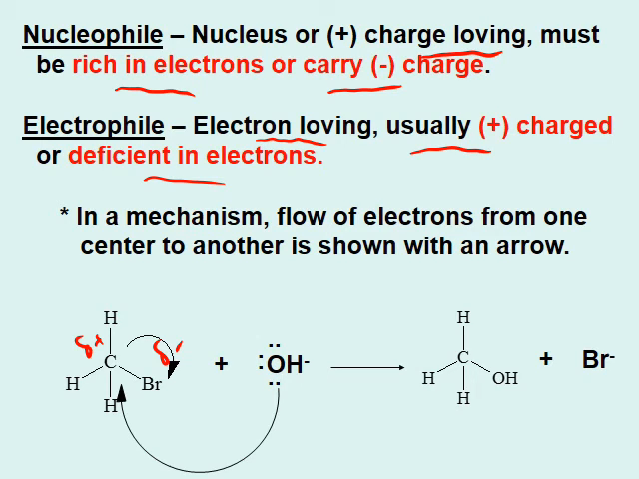Electron pair from OH minus is attracted to that positive end of this carbon. Temporarily there'll be 5 bonds because this OH should be there, but as we know that carbon cannot have more than 4 bonds, so it has to give up this bond. And that's why Br gets separated as Br minus, and we get this compound, which is called an alcohol.